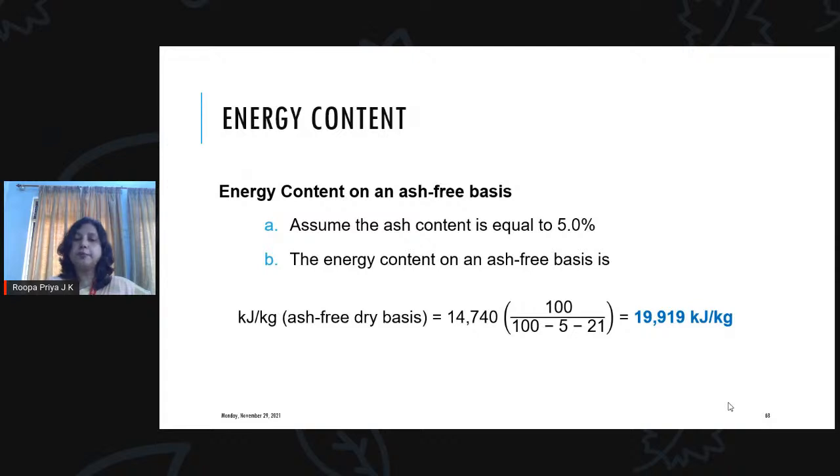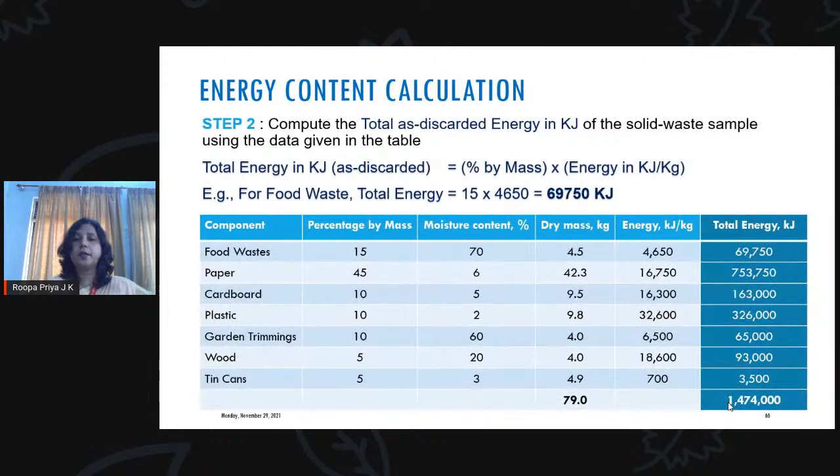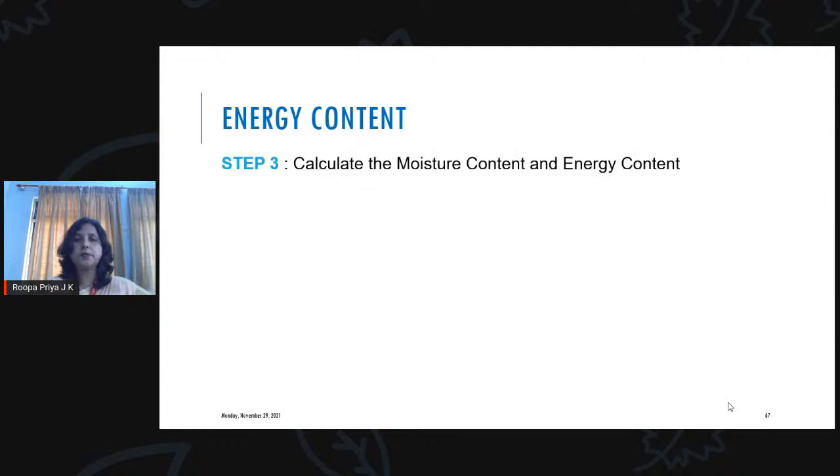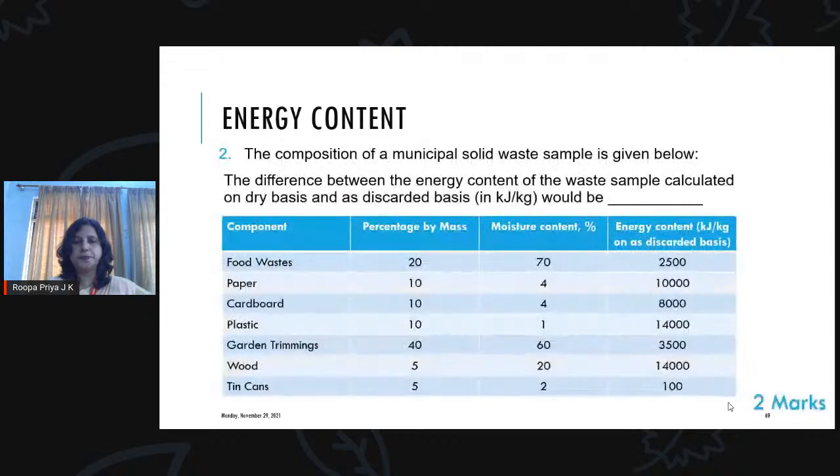We have 5% of the ash content considered here and 21% of the moisture content, which we have calculated again here in the previous. That is, the moisture content was equal to 21% when we considered 79 kg of the dry mass. So with this, we have a total of 19,919 kilojoule per kg of the energy content for ash-free dry basis.